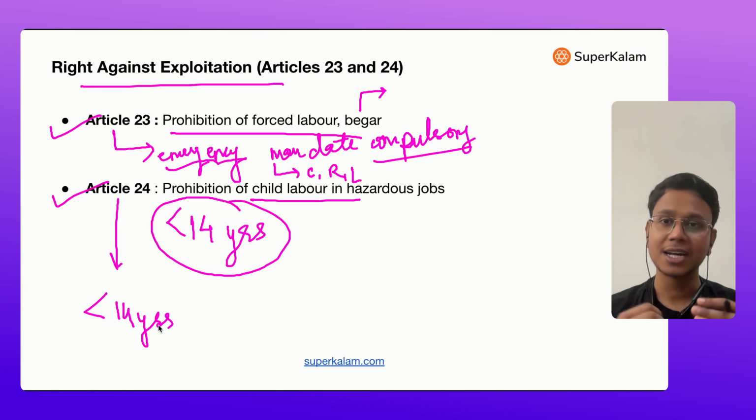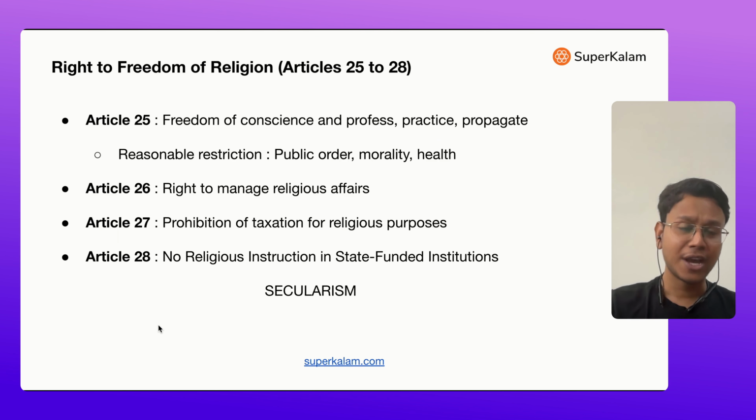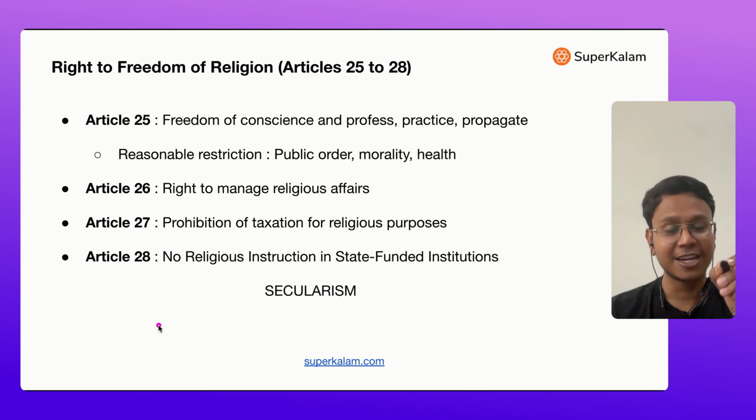So this was all about the right against exploitation. Now the next is the right to freedom of religion. Very widely debated, almost always in the news. That's why it becomes very important from a civic perspective also to understand this article. The right to freedom of religion has four articles under it. The first and important one is Article 25.